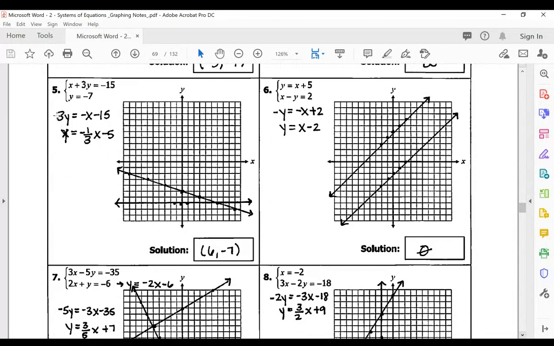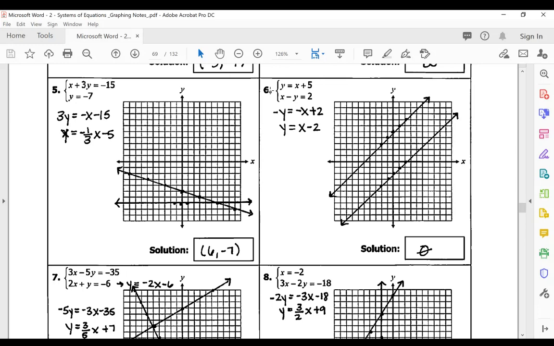In number 5, we have a horizontal line, y equals -7. And then this other line, y equals -1/3 x minus 5, which of course had to be rearranged. And we can see that the two lines intersect at the point (6, -7).